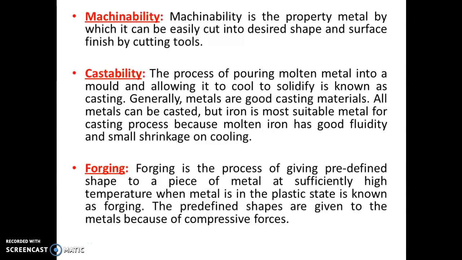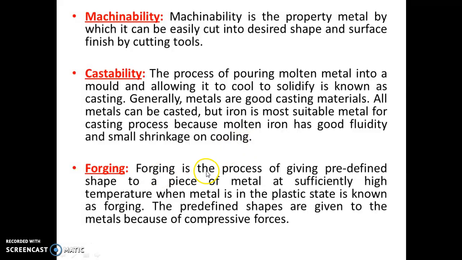Another important property is castability. Castability is the process of pouring the molten metal into a suitable mold and allowing it to cool and solidify. That is called casting. Generally, all metals are good casting materials. All metals can be cast, but iron is the most suitable metal for the casting process because molten iron has good fluidity and small shrinkage on cooling.